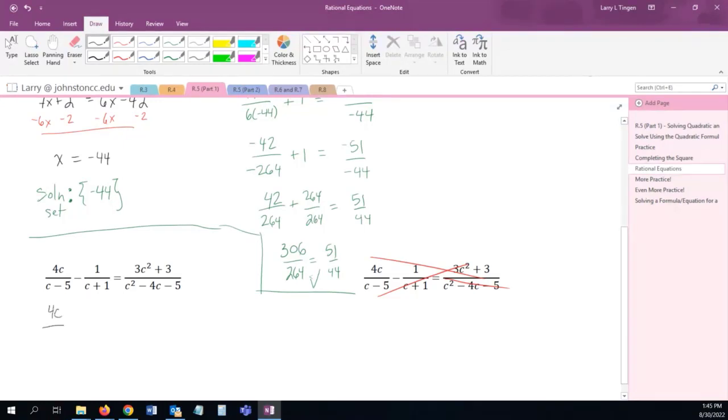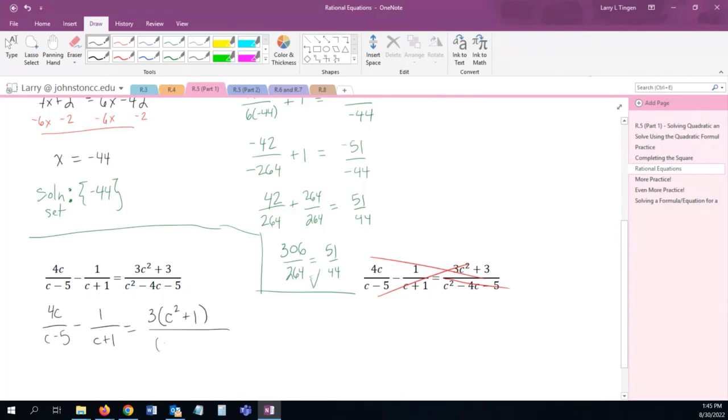So let's take a look at what we see. 4c over (c minus 5) minus 1 over (c plus 1) is equal to, in the numerator, I have 3's, right? 3c squared plus 3. So I factor out the 3. That leaves me c squared plus 1. The denominator does what?